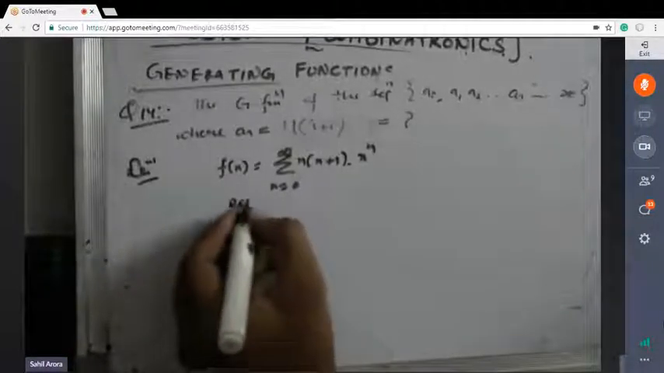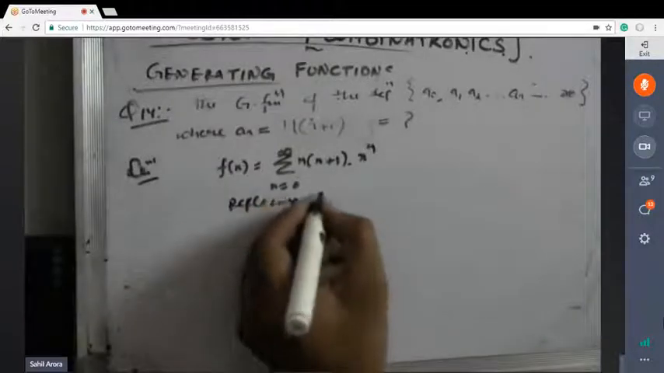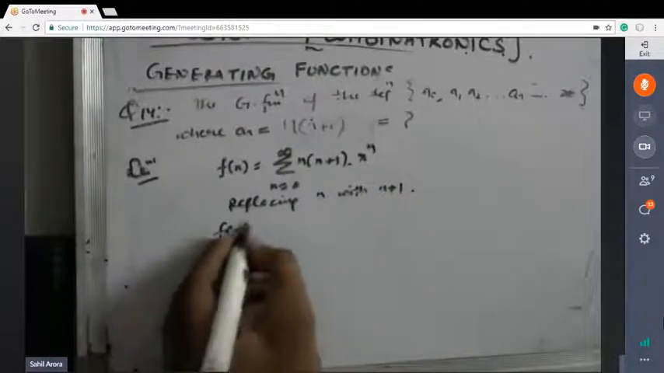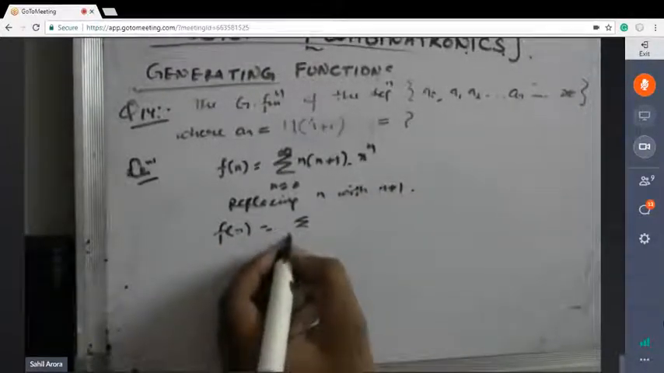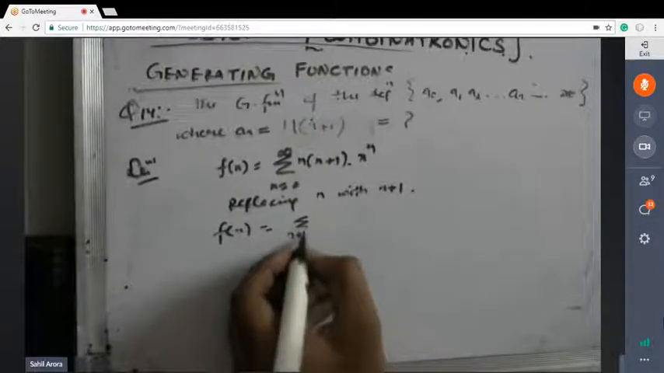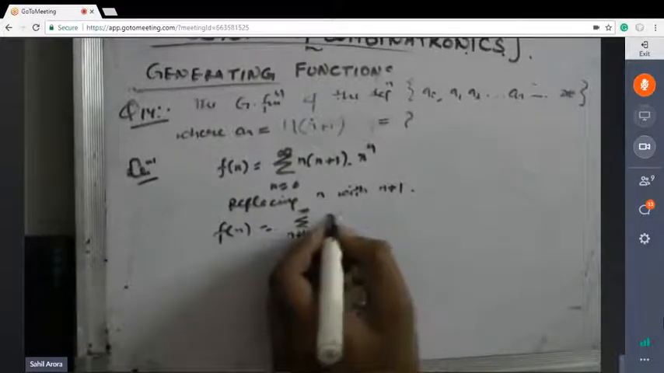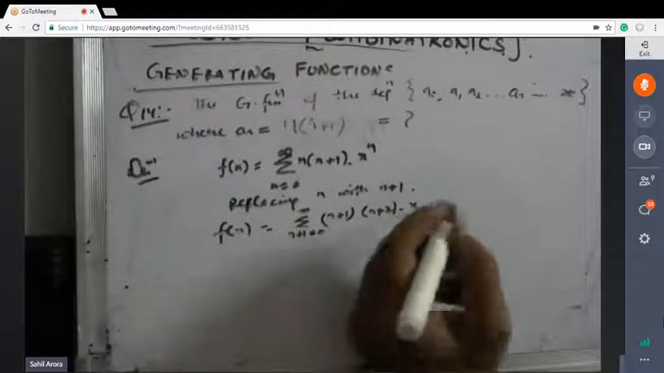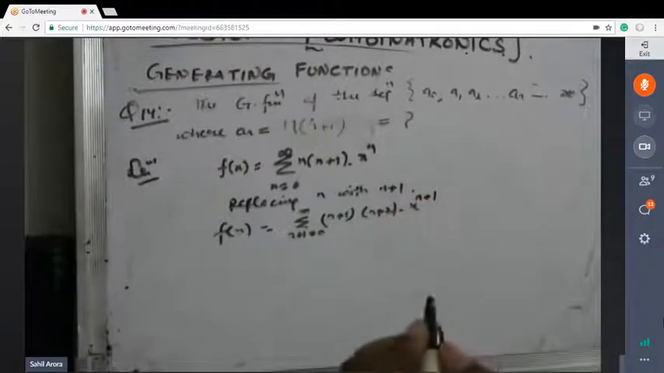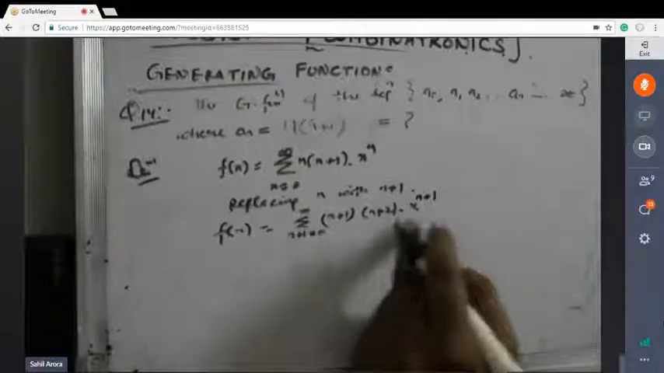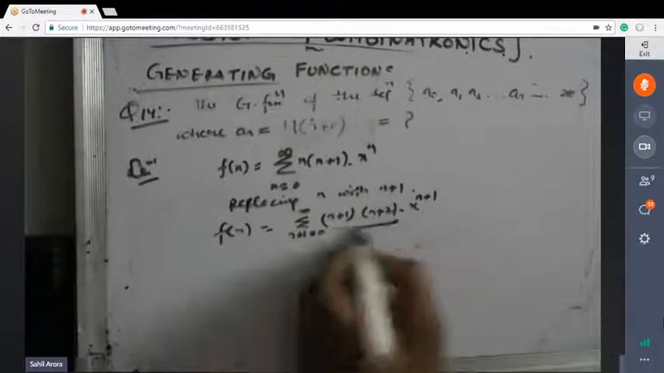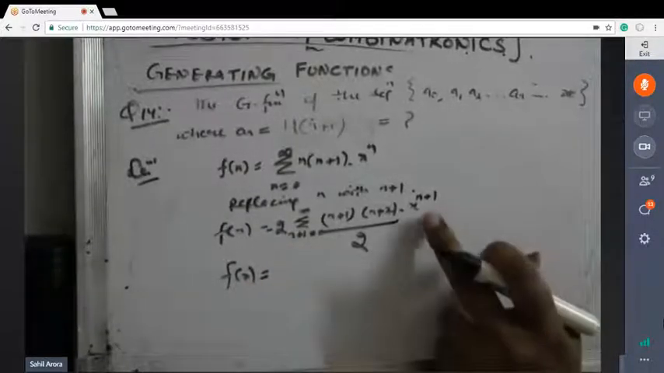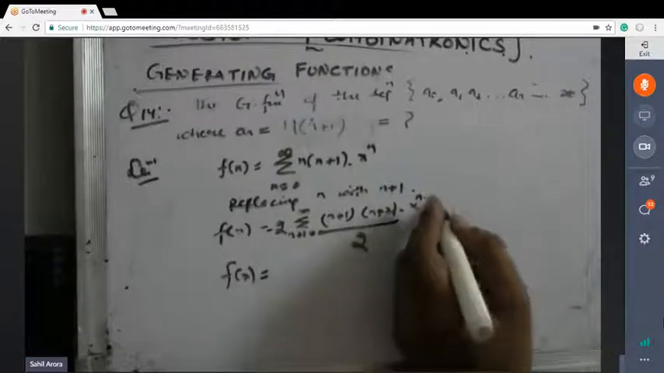So let's say I'm replacing n with n plus 1. So f of x would become the summation from n plus 1 equal to 0 to infinite of n plus 1, n plus 2, x power n plus 1. Now I'm dividing by 2 and multiplying by 2 also. Now we can write x power n plus 1 as x power n into x also.